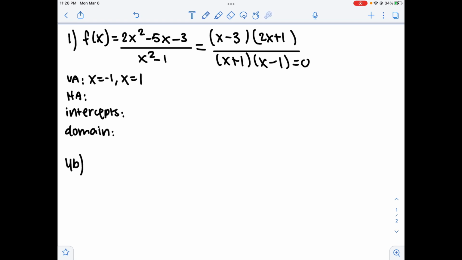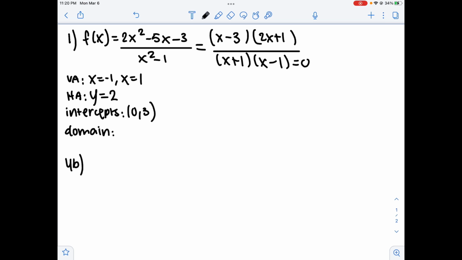For the horizontal asymptote, we look at the exponents, and since the exponents are the same, we take the coefficient, so it would be 2 over 1. So that just equals 2, so it's y equals 2. For the y-intercepts, what we do is set the x's equal to 0. So for that, what we get is (0, 3).